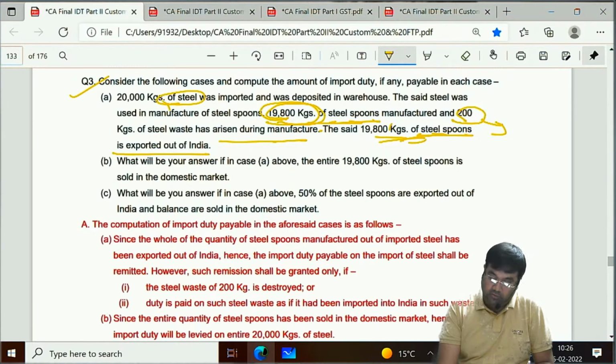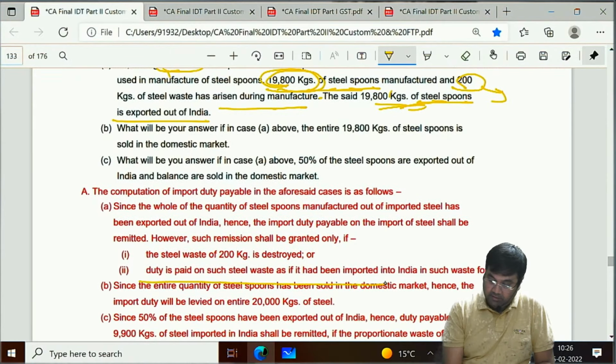So no need to pay the duty. If they are clearing for home consumption, then they need to pay the duty. On that, it is going to be assumed that such waste is only imported.